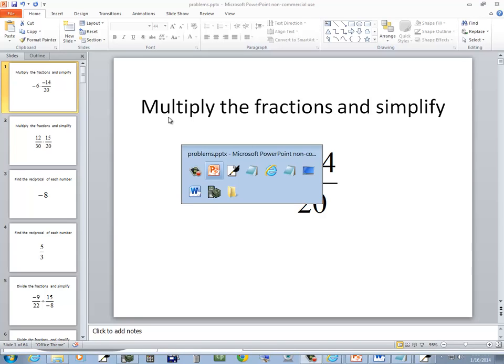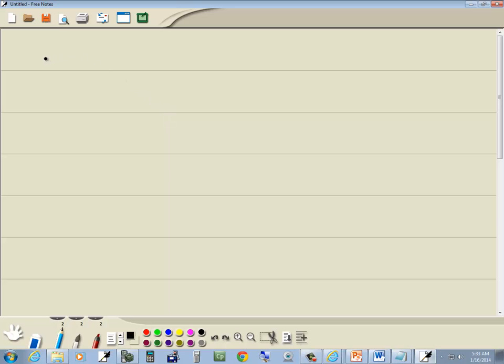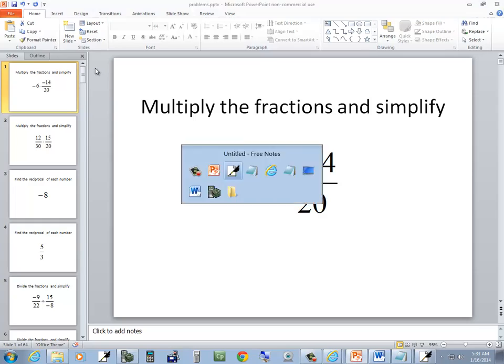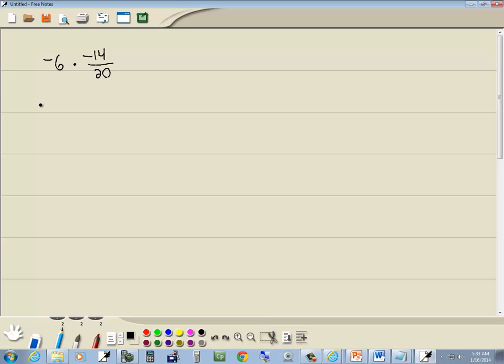Take a look at this problem. We've got negative 6 times negative 14 over 20. Now, first off, I know right from the very beginning, a negative times a negative is a positive, so I can drop those negatives. And the 6, I'm going to write it in fraction form, because if I'm going to multiply fractions, it's helpful if they're both fractions.